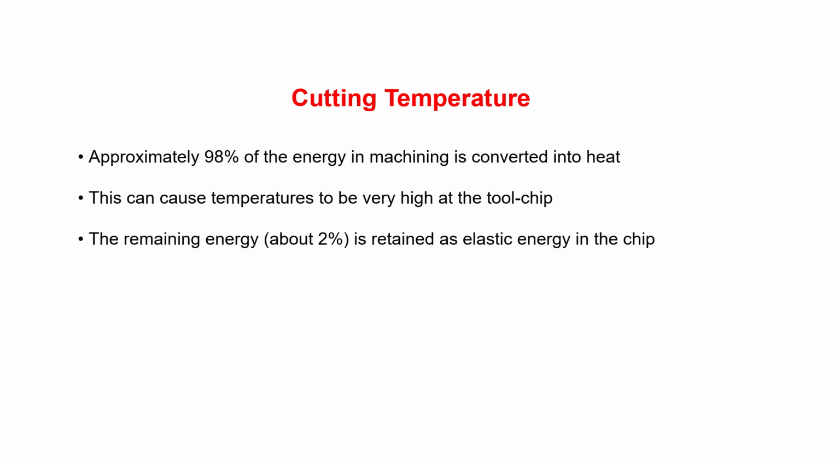When we have a cutting operation, you will see that the part is going to get too hot. Approximately 90% of the energy in the machining is going to be converted into heat. And this can cause the temperature to be very high at the tool tip, and you can see it's going to glow red. The remaining energy is going to be retained as elastic energy in the chip. That's why you can see that the chip shape is going to change as it leaves the part.